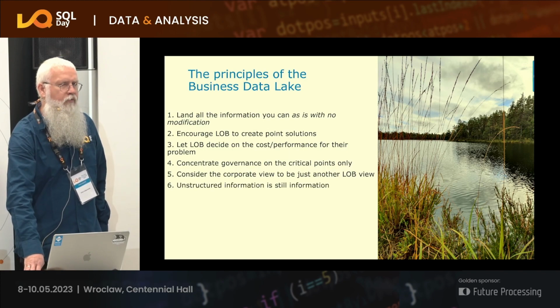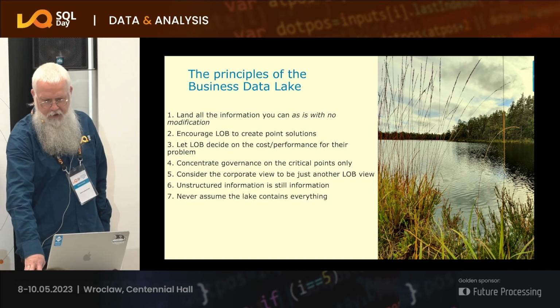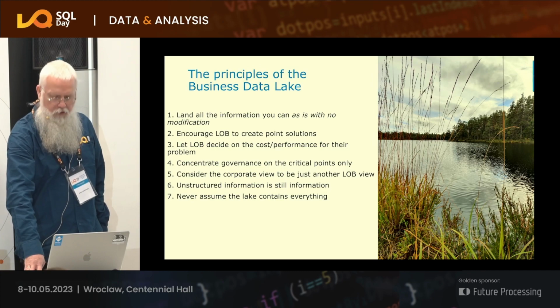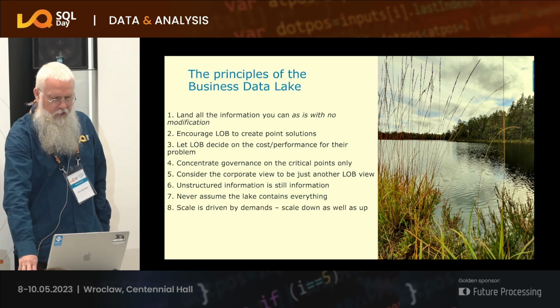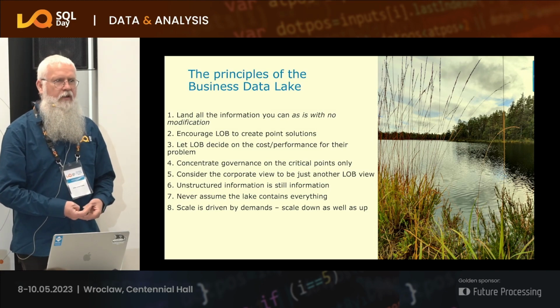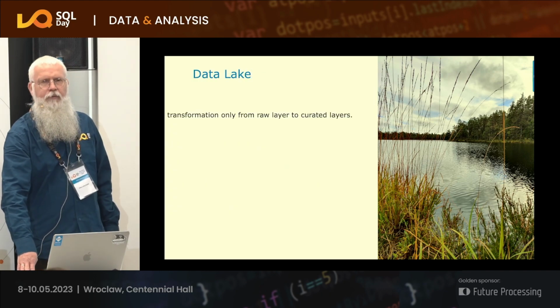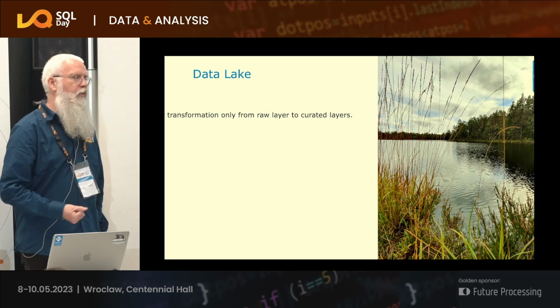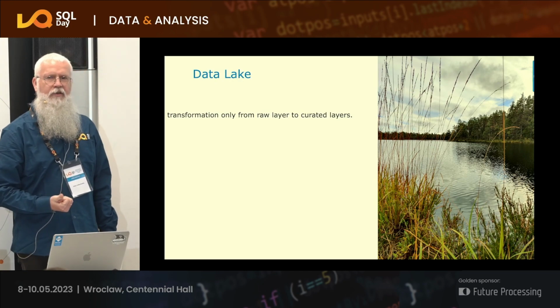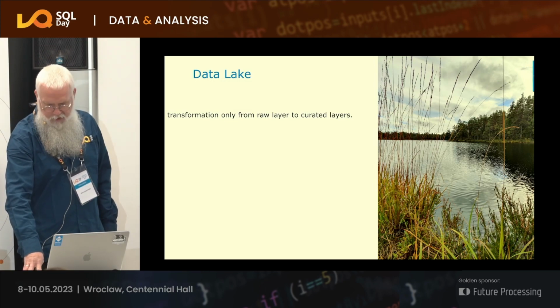And of course, unstructured information, videos, pictures, and so on are also information, which is not typical in a relational database. But of course, you can never assume that the data lake contains everything. You need to go out and hunt for more if that is the case. Data lakes are scalable, so they can scale up and down by demand because it's basically just disk space. The problem, of course, is that the classical Hadoop on-premise data lakes were a pain to administer because adding more storage nodes was quite a hassle.